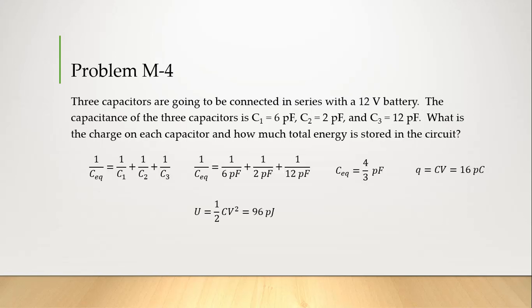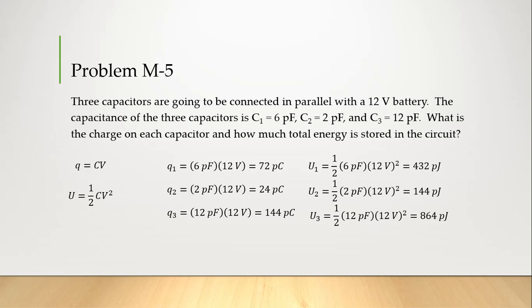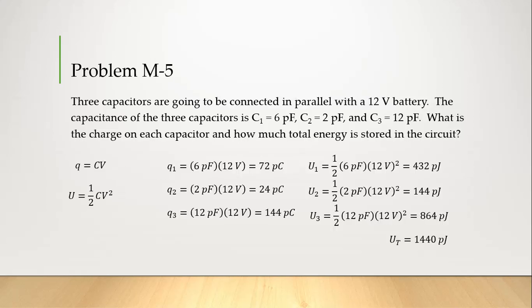That is far larger than the 16 picocoulombs we were able to store when we had these three capacitors in series. Now if I calculate the energy, probably the best thing to do would be to calculate the energy of each one independently, since we know the capacitance and the voltage. And we get 1440 picojoules as the total energy stored in this circuit. Well, if we go back to the previous circuit, 96 picojoules, that's not just a lot more energy, that is a ton more energy. In fact, it happens to be about 15 times more energy having these three capacitors in parallel versus in series.